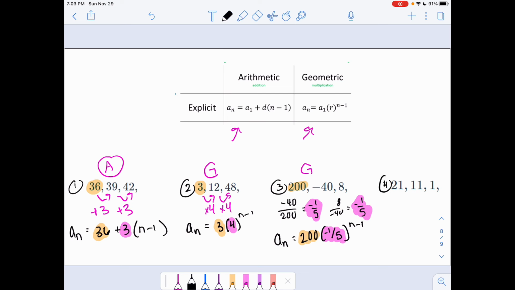Last one, initial value is 21. My pattern is to subtract 10. Since I'm adding, in this case adding a negative number, it's arithmetic. So I'm going to write a sub n equals 21 minus 10 times n minus 1. Here, once again, I have my initial value and my pattern, my common difference.